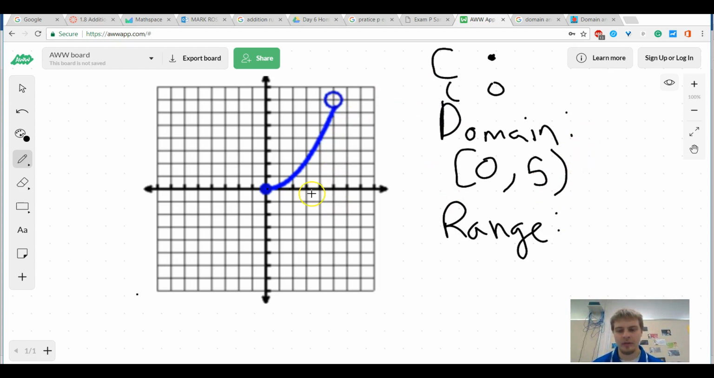Now we're going to do the same thing with our range. So our range, I'm going to look, and my smallest range value happens here at 0. So again, that's going to be a closed bracket. And then we're going to look for our highest point, which will happen at 1, 2, 3, 4, 5, 6, 7. And that's going to be an open bracket because that point is open. So again, I think it's really easy for domain and range because you just look for your smallest point and then look for your biggest point.